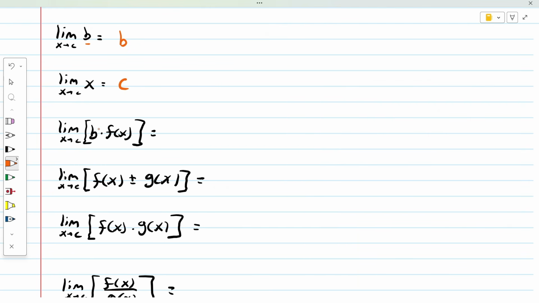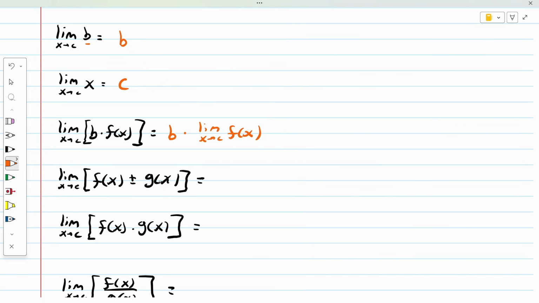Now we have the scalar multiple rule. In this case, we have a scalar or a constant multiplied by a function. So when we have a limit of the whole thing, we can actually take the constant out and then multiply by the limit of the function itself. In this case, it's f of x.